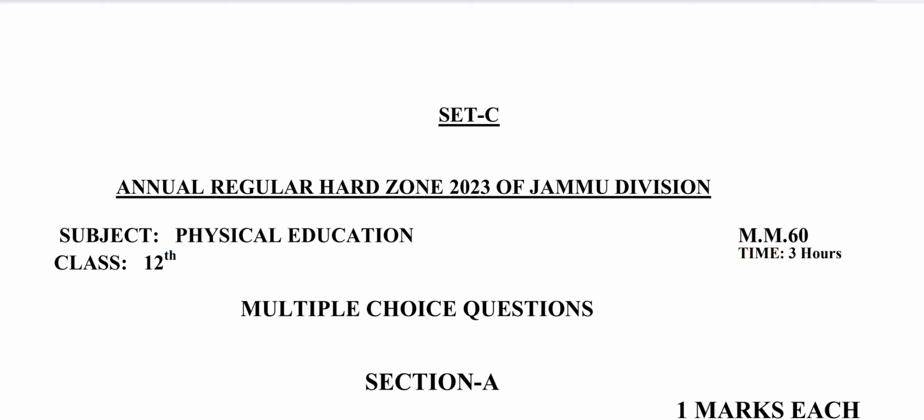Students, today I am going to explain the solution of Set C question paper of Higher Secondary Part 2nd in the subject of Physical Education for the session Annual Regular 2023 of Hot Zone of Jammu Division. I hope that the solution of this question paper is helpful for the students who are going to appear in Annual Exam 2023 in Jammu Division and Srinagar Division.